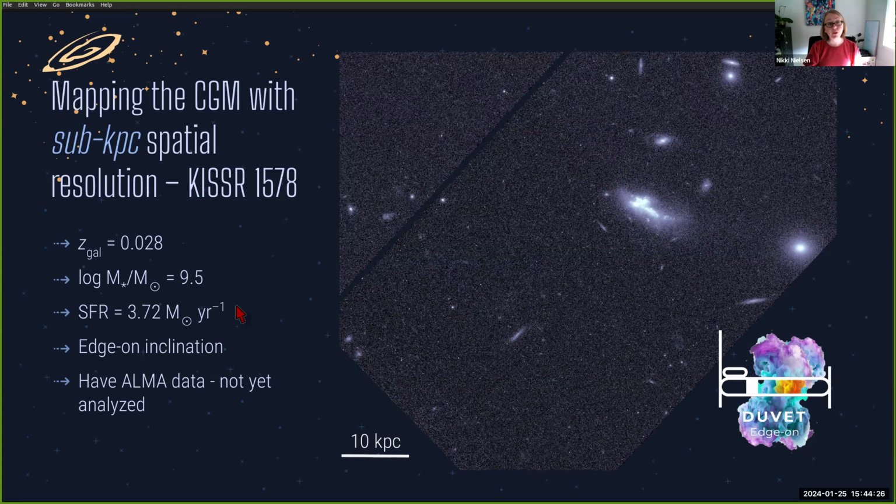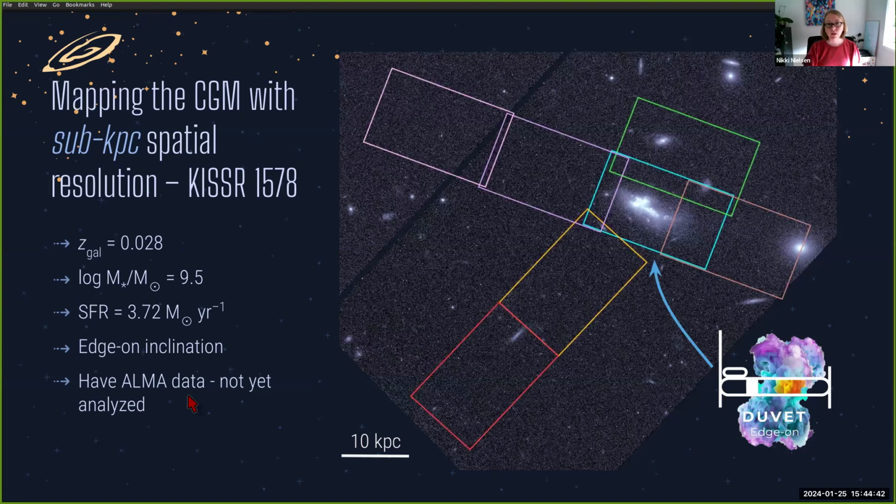It has a star formation rate of 3.7 solar masses per year, so it's quite a bit lower than IRSO-8, but it's also a lower mass galaxy. And then we do have ALMA data for this object, but we have not analyzed it, so I don't have those maps for you yet. But here are the KCWI pointings we used around this galaxy.